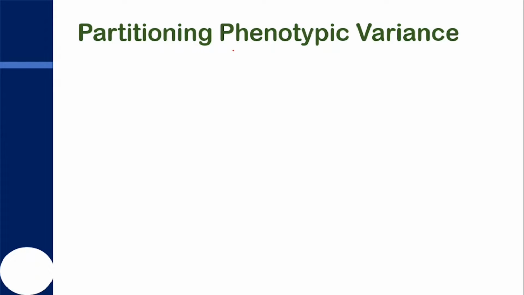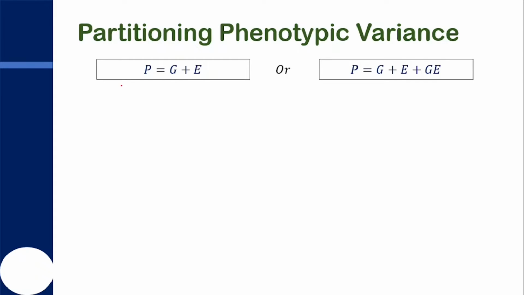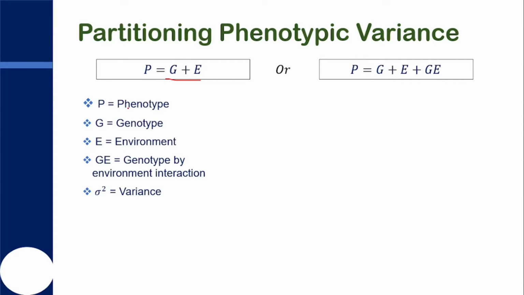As you know, quantitative traits are those which are controlled by a large number of genes, and they are also influenced by the environment. So in a mathematical equation, we can write the phenotype of a quantitative trait as P equals G plus E, where P is the phenotype, G is the genotype, and E is the environment. So the phenotype of a quantitative trait is a combination of both the genotypic effects or genetic effects and the environmental effects.